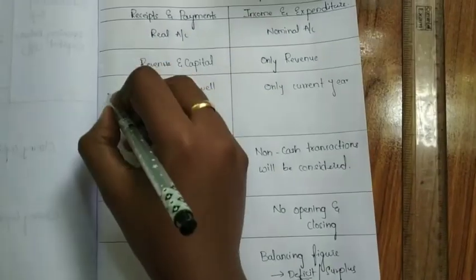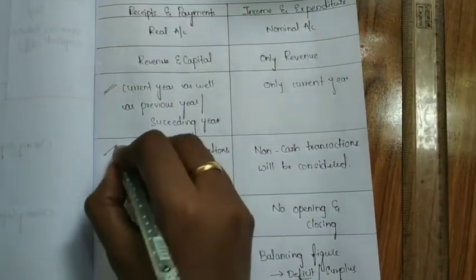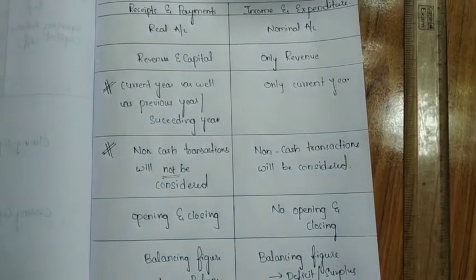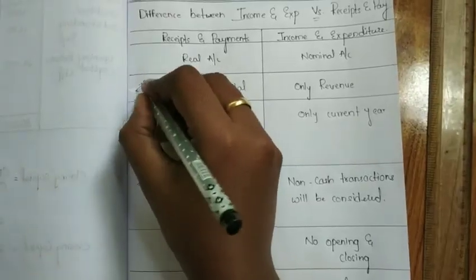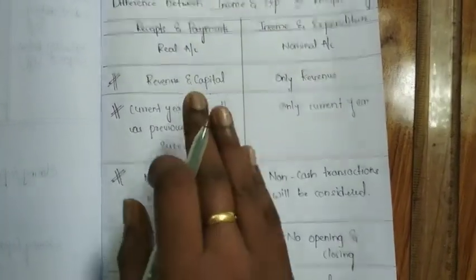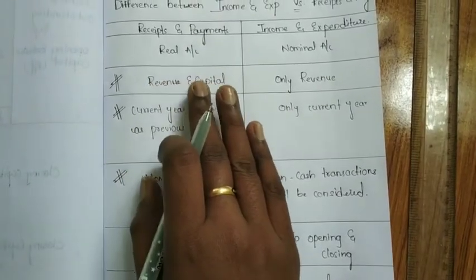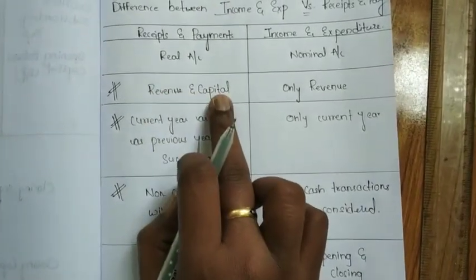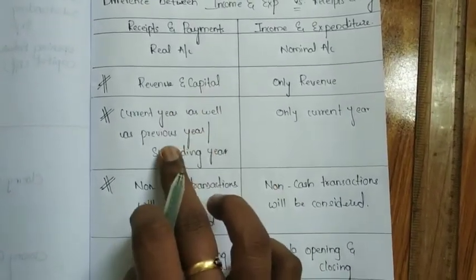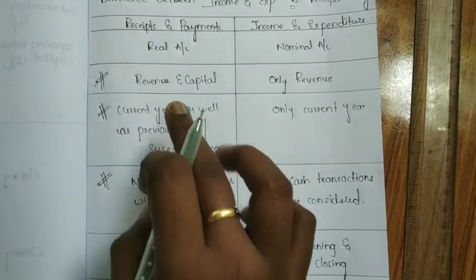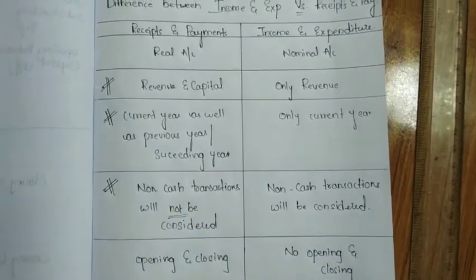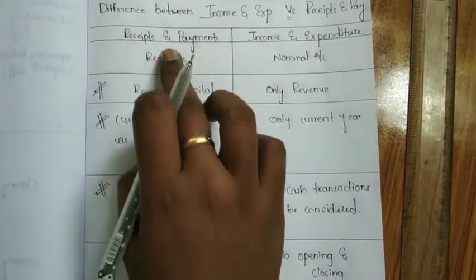What makes it very important, these 2 points are very important, so you must be thorough with these 2 points so that we can do the problems in this video. This point is also important. See, in the receipts and payments account, remember we will take all the receipts and payments, whether of revenue nature or capital nature, and we will consider all the transactions done during the year related to the previous year, succeeding year or the current year, and we won't take any non-cash transactions. So these are the 3 things we have to remember regarding the receipts and payments account.